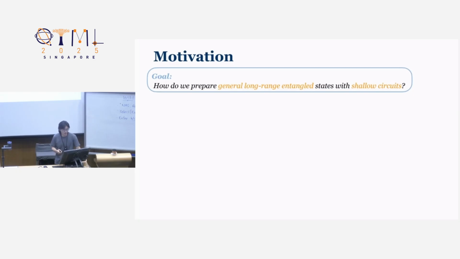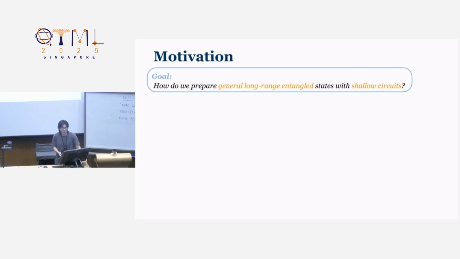So here is the motivation of our work. We have a lot of examples, maybe not that many, but some examples. We know LOCC can help you to generate such a state. But we do not know whether, in general, we can do this. So how do we prepare such long-range entangled states in general with shallow circuits?